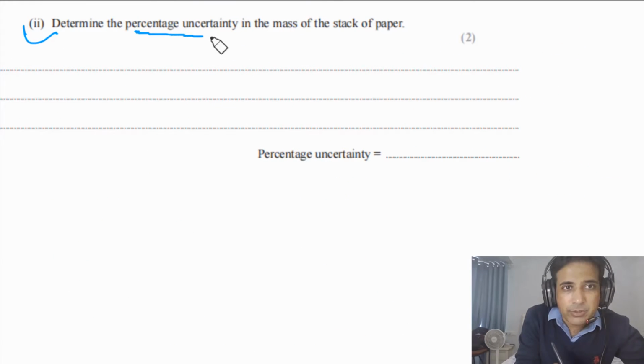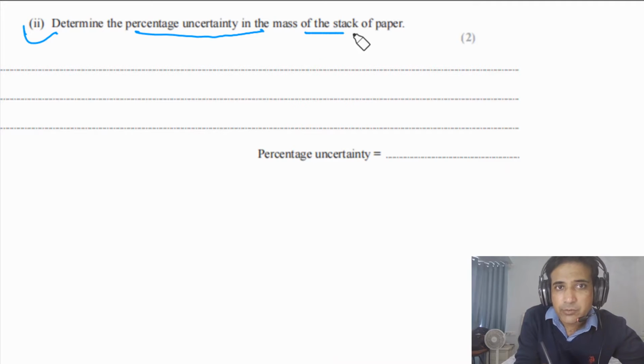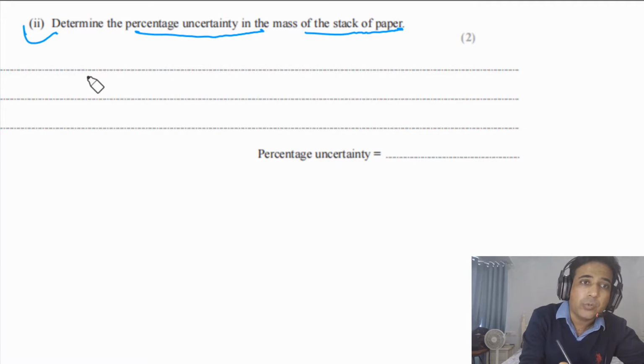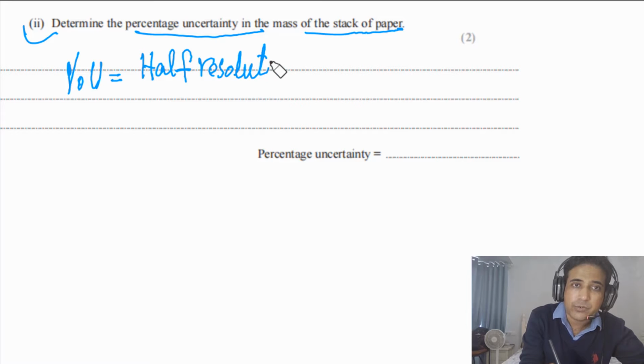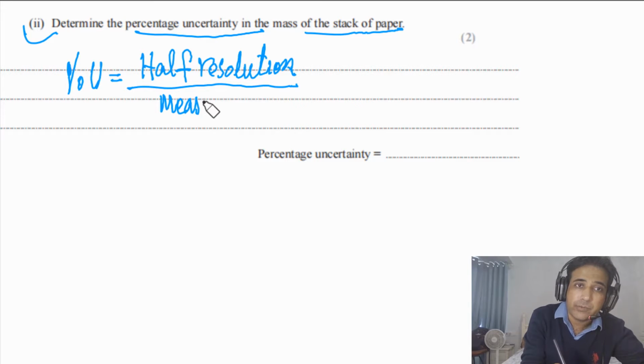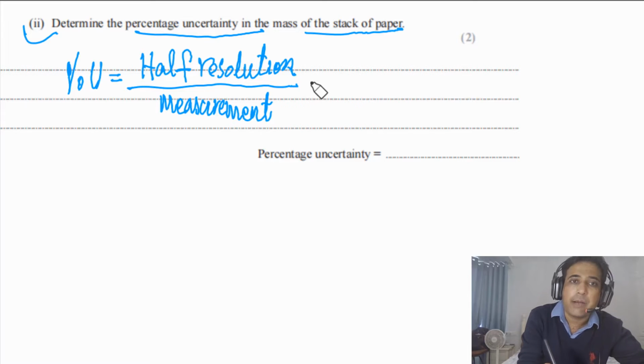The second part says determine the percentage uncertainty in the mass of the stack of paper. How can we determine percentage uncertainty? Percentage uncertainty for a single reading, a single measurement, is equal to half the resolution of the instrument, divided by the measurement itself, meaning the reading we have taken with the instrument. This is the formula, and you have to multiply it by 100.